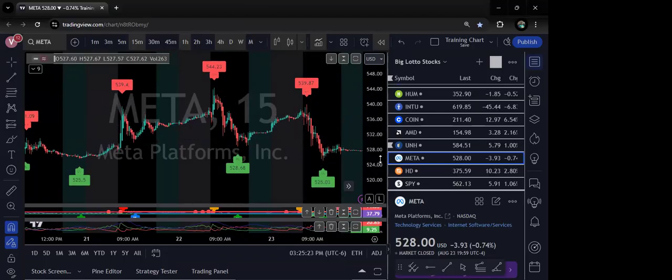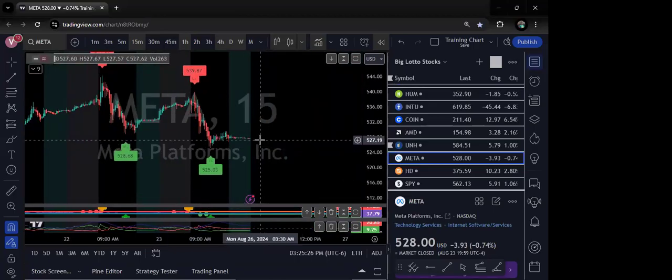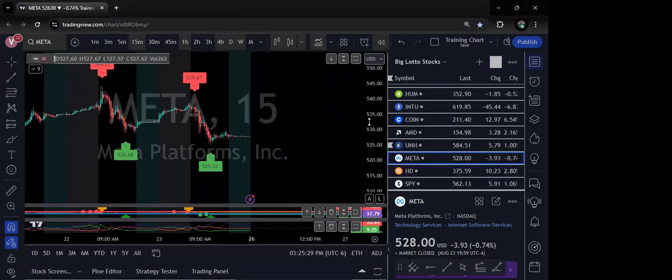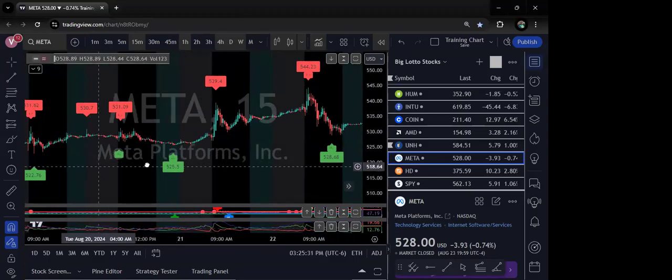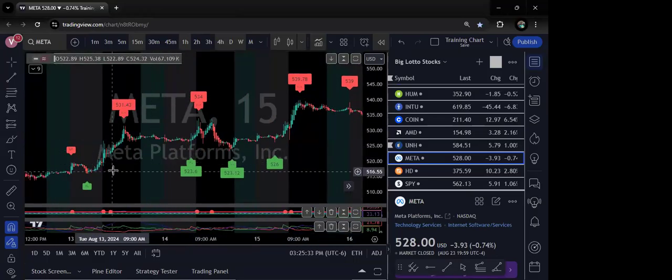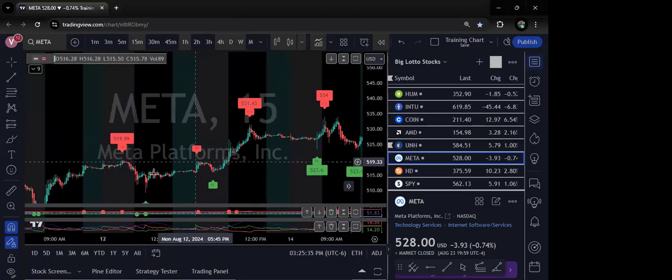Just look at puts. We came down, we came down. So this week, which weeks are you looking at? You're looking at the week from 12th to 16th, two weeks. Then you want to see the next week, did it break?